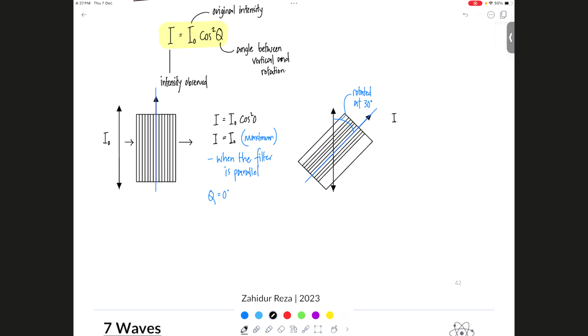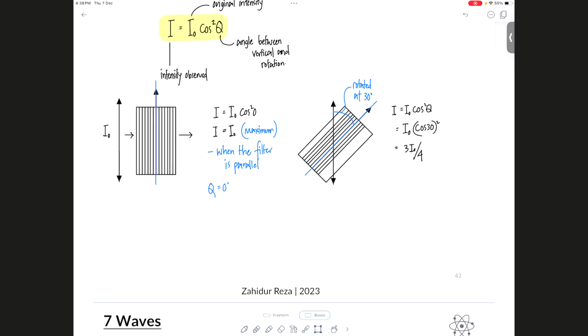So how do you do this? I equals I naught cos squared theta. I do hope that you know cos squared theta means cos theta whole squared. So equals I naught cos 30 whole squared, that is 3 by 4 I naught, which means if I look at the light, I would notice that it is dimmer, 75% of the original version, right? So yeah, this is getting lower.